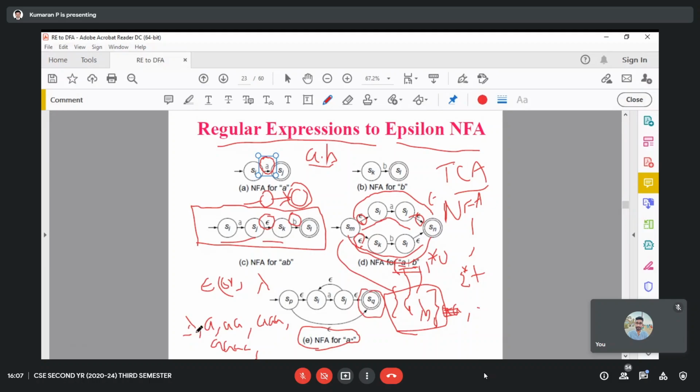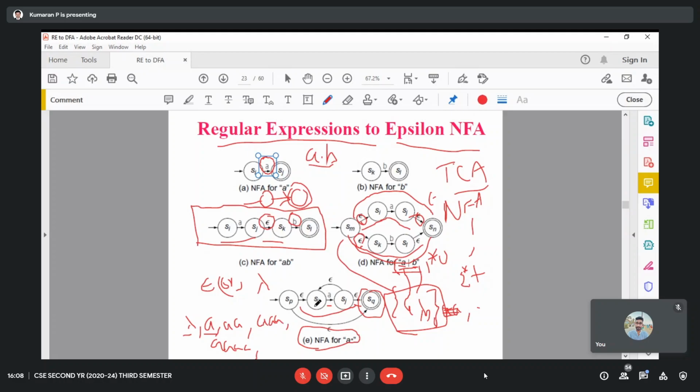From a state reading a single A, I can reach the final state. So for reading a single A, I have this structure: lambda followed by a state. Reading A, I will go to another state. Then reading lambda, I will go to the final state. Or you want to read double A? No problem. For a single A one time, with a lambda, I mean epsilon transition, I will go back to this state. Again one more A, then I will go to the final state.